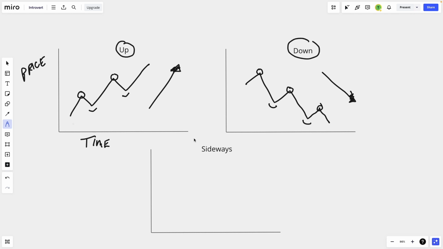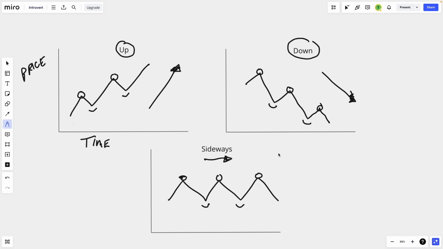And then for the sideways trend, you've got your peaks and troughs, and they're relatively stable in a horizontal manner. You've got your peaks here, and they're all sort of trendless or trending horizontally, and then you've got your troughs there, and that is a sideways trend. So those are the 3 different trends.